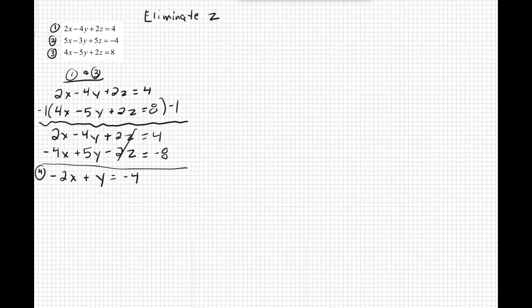Now we're going to go back to the drawing board. We're going to find 2 equations that we want to work with, and again, sticking with that same goal of eliminating z. So I'm going to pick equations 2 and 3 now. Do I have to choose number 2 and 3? No, I don't. But my goal is to use 2 other equations to still eliminate z.